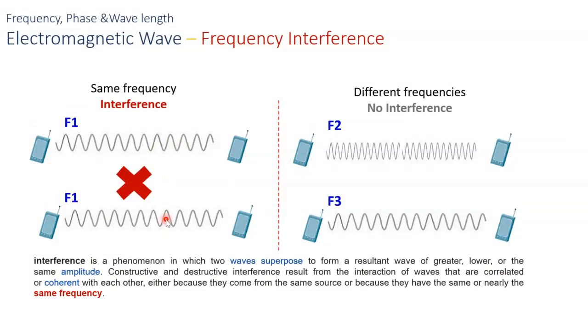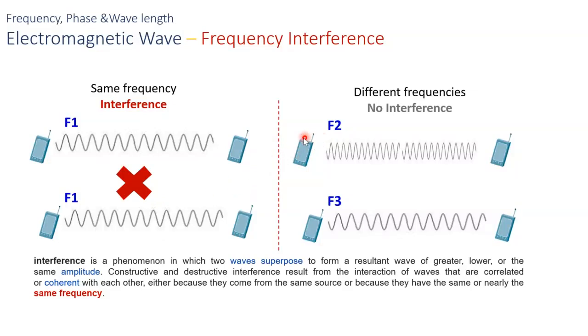When interference happens, if the signals are in phase, the 2 waves will superpose to form a resultant wave of a greater, lower, or same amplitude. But this is not the scenario that we need.